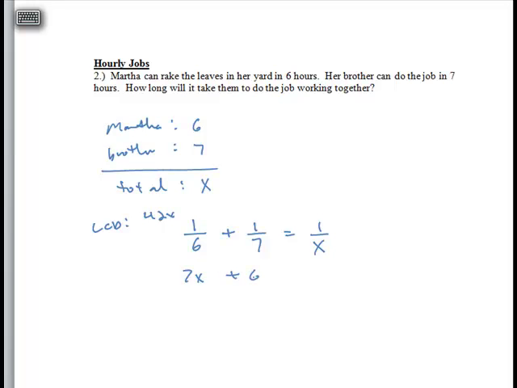Gives us 7x plus 6x equal to 42. So 13x is equal to 42. X works out to be 42 over 13, and of course our unit is hours. Just read the problem and see how it wants the answer entered, whether as a simplified fraction, 42 over 13, or if it has to be changed to a decimal, which would be approximately 3.23 hours. Basically exactly what we anticipated.